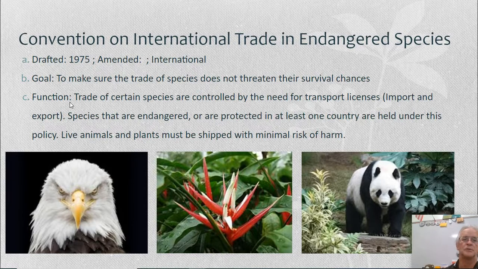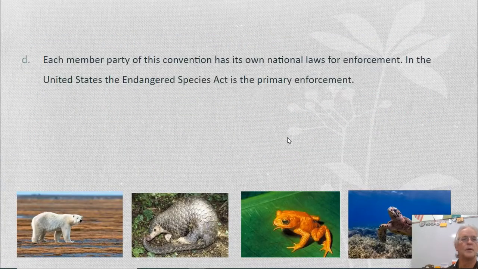Its function is that the trade of certain species is controlled by the need for transport licenses. For example, wanting to move parts of pandas or others across borders. Species that are endangered or protected in at least one country are held under this policy. Live animals and plants must be shipped with a minimum risk of harm.